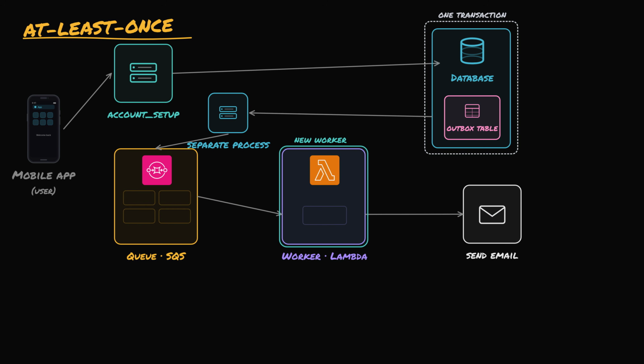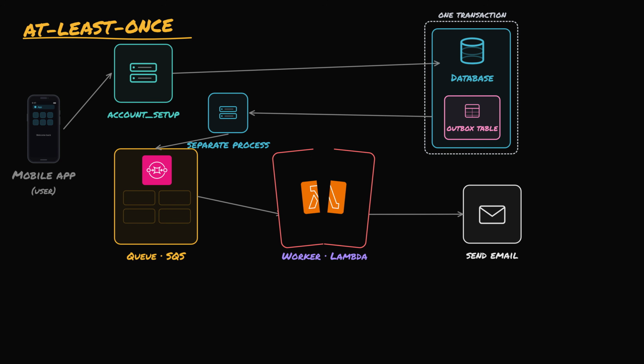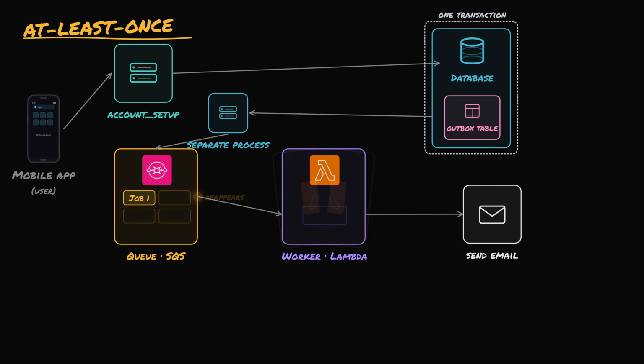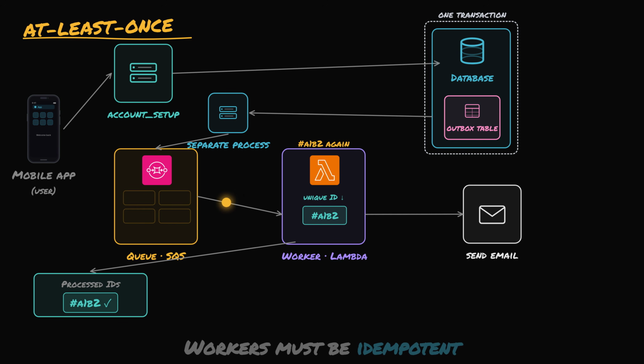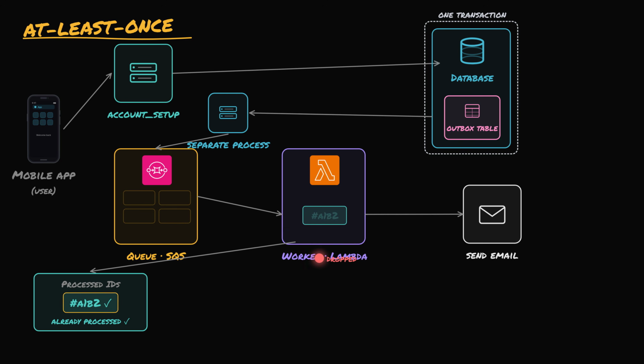But this fix creates its own problem, called at least once delivery. If the worker sends the email and then crashes right before deleting, the job will reappear in the queue, and a second worker picks it again and sends the email again. A duplicate welcome email is annoying, so your workers have to be idempotent. Each job carries a unique ID. The worker records that ID once the work finishes and skips any job ID it has already seen.